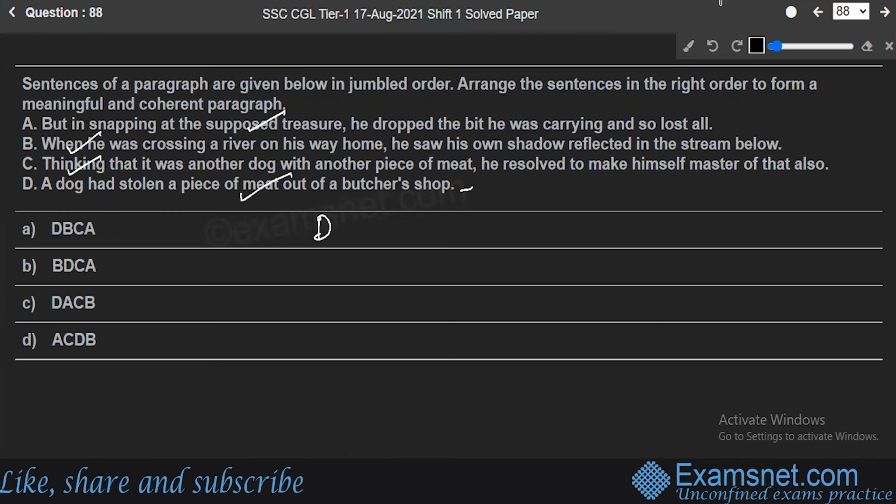So, what was the correct sequence? It was D, B, C, A, right? And the correct option is option A. This is the correct answer to the question. Hope you are clear with this. Then let's move to the next question, number 89.